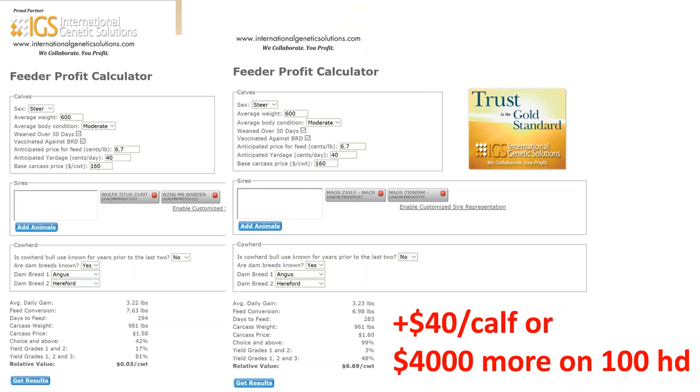But at present, with the vehicle that we have set up, more or less the simulator, for example, the one on the right, it's running exactly what you see in front of you. And simultaneously, it's running that high Angus steer that weighs 600 pounds. It's not been weaned, it's not been vaccinated, with the same economic assumptions. So you're correct. The steer on the left only has the fact that it was weaned over 30 days and vaccinated against BRD. With all its genetics, it's still only worth 3 cents a hundred more than an unweaned, unvaccinated one. Correct. And if you were to see the EPDs on those two bulls, you would understand why. They're horrendous. Okay, makes sense.